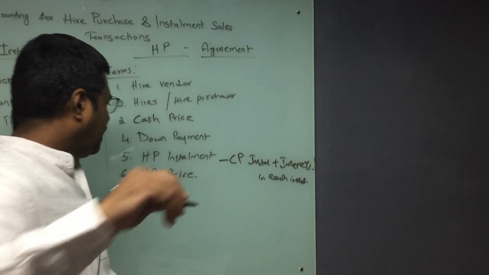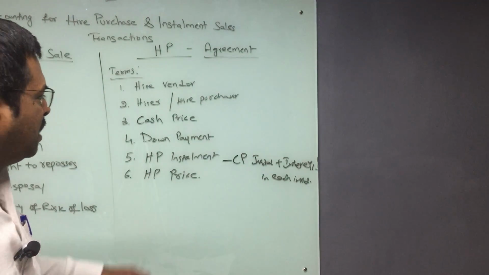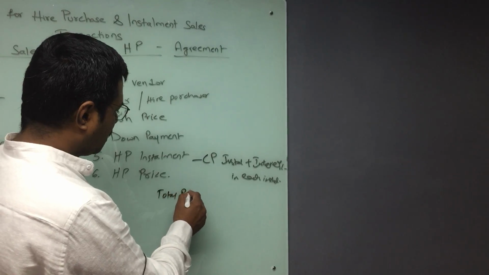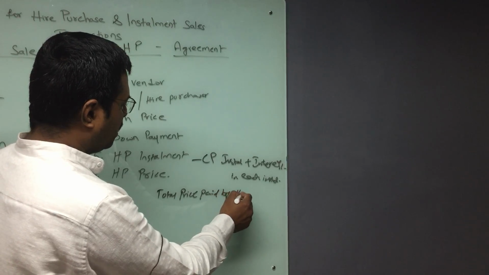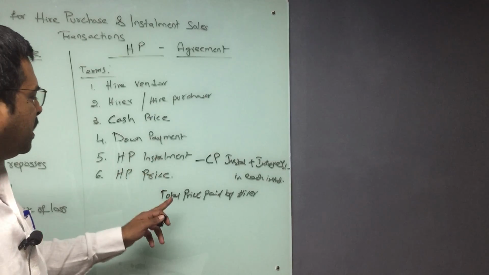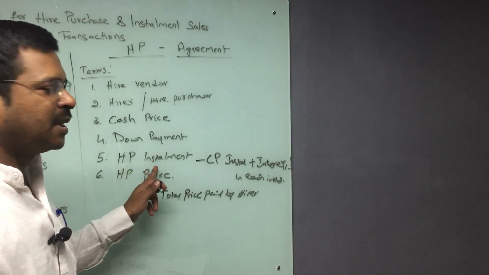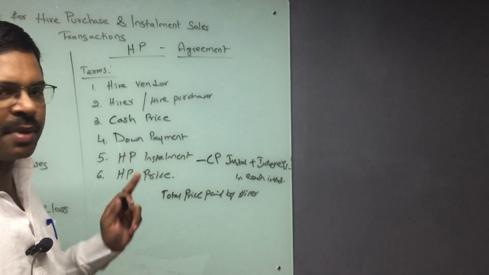Okay, and what is hire purchase price? Hire purchase price is nothing but the total price paid by the hire purchaser. What is total price? He pays down payment plus he pays hire purchase installments. Okay, this is called nothing but hire purchase price.